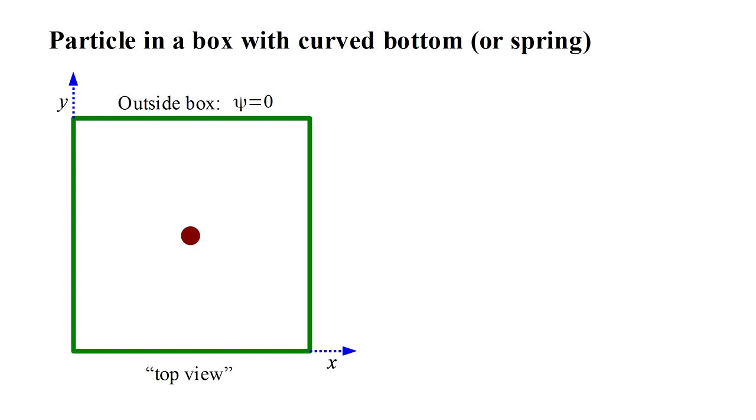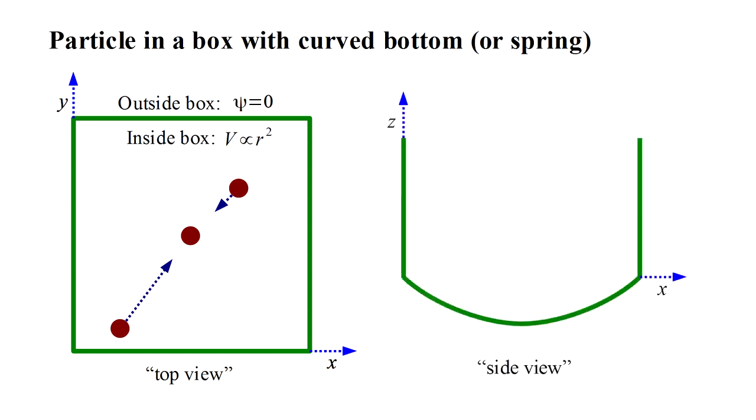Let's mix things up by curving the bottom of our box, or equivalently, using a spring to attach the electron to the middle of the box. Everything is as before, except that the potential is now proportional to the square of the electron's distance from the center of the box. If it moves a small distance, it feels a small force pulling it back towards the center. If it's a large distance, the force is large. This is classically the nature of the force produced by a spring, or by gravity on a particle sliding on a curved surface. The force is always pulling the particle towards the center of the box.